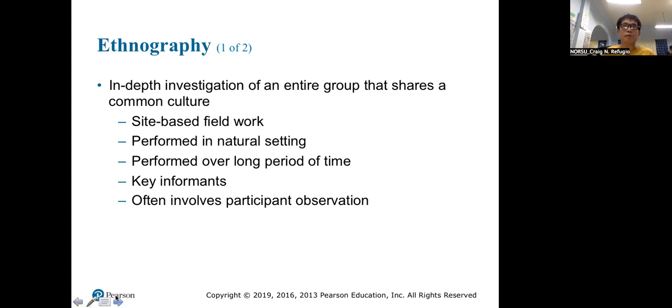In one of the studies conducted by the Department of Pharmacy of Negros Oriental State University, they studied herbal medicine. I don't know exactly, but what I heard is that they studied herbal medicine among indigenous people in Mabinay. So that could be part of ethnographic research design. You have an in-depth investigation of an entire group that shares a common culture, or a certain issue or perspective within that culture.